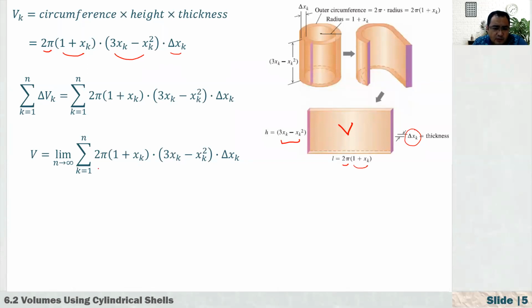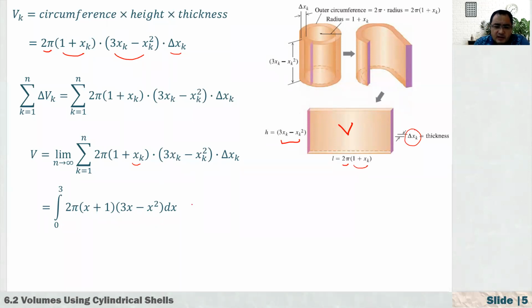So that means that when the limit goes to, I mean, when n goes to infinity, this x sub k is taking every point, which is just x, changing from a to b. And that's our function. So actually it takes the form of this integral, simply this integral from 0 to 3, because here we have some kind of function times delta x sub k. It's our Riemann sum, right? 2 pi times (x plus 1)(3x minus x squared) dx.